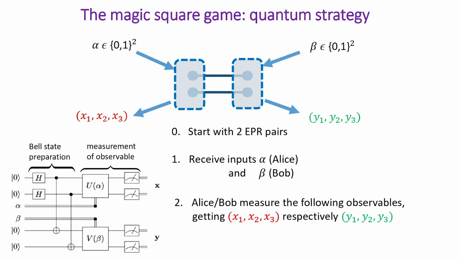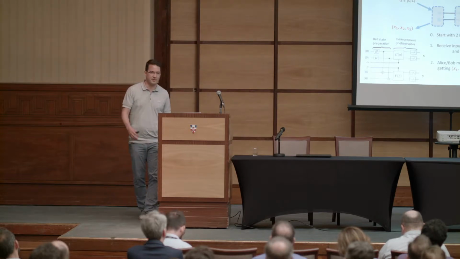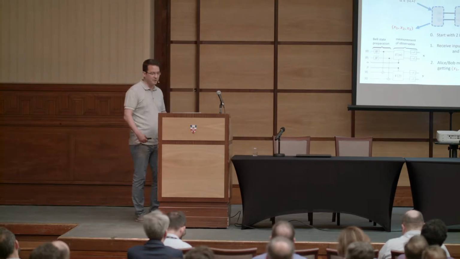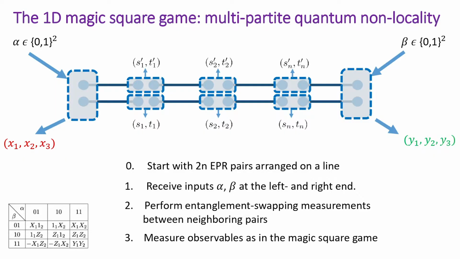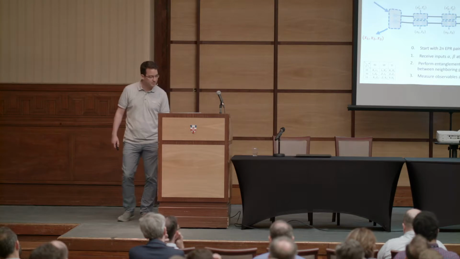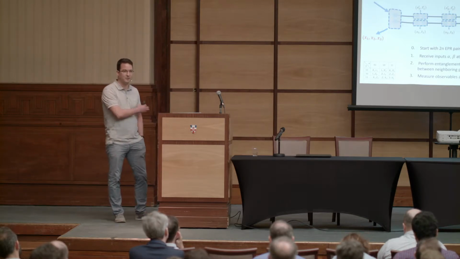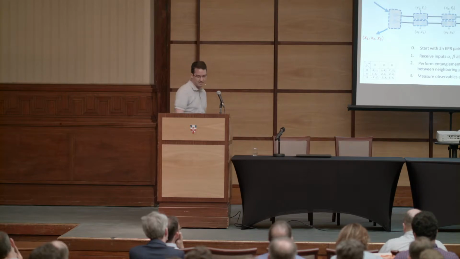But this problem itself is not hard enough for constant depth classical circuits because they can signal to some extent. So we can make it harder by stretching it out on a line. Okay, so we start with 2n EPR pairs. Now we get these inputs at the ends. We do entanglement swapping measurements in between. And basically this creates long-range entanglement, some Bell state up to a Pauli correction, depending on these measurement outcomes. And you simply measure using the previous measurements from the magic square game. And you can show that this is now hard, or some variation of this problem.